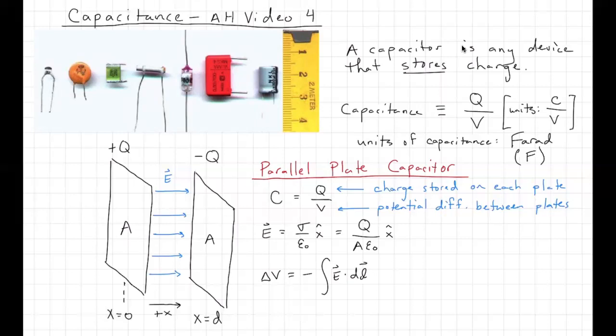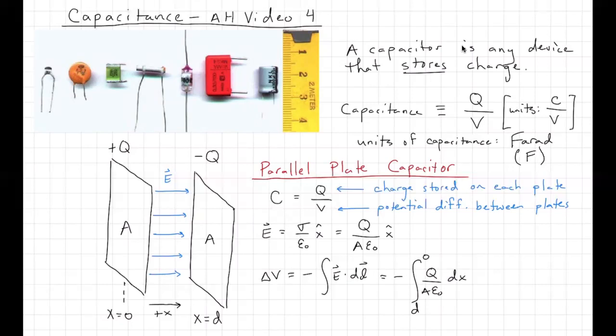So what I'm doing here is integrating an electric field, which is in the positive x hat direction, dot dl. And dl is always just dx i hat plus dy j hat. So if I take the electric field dot dl, I should just get E times dx here. So I should get minus the integral of Q over A epsilon naught dx. And if I'm integrating from the negative plate to the positive plate, then I'm starting at d and going to 0.